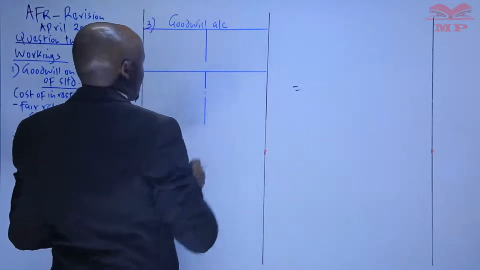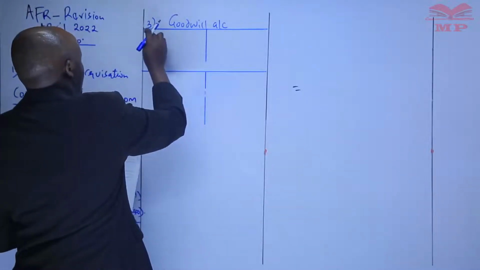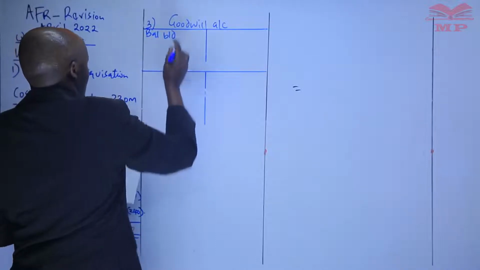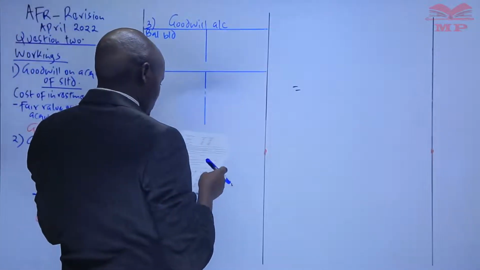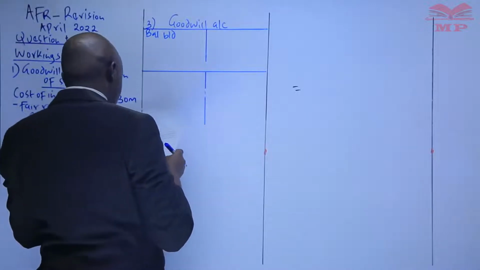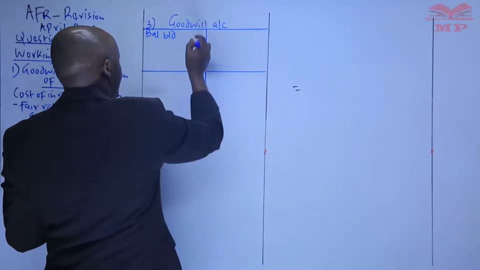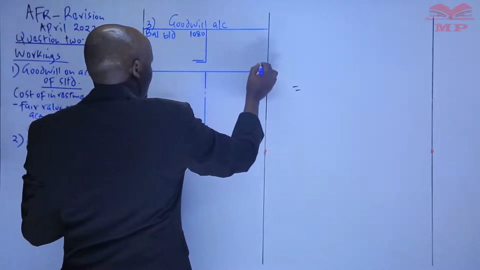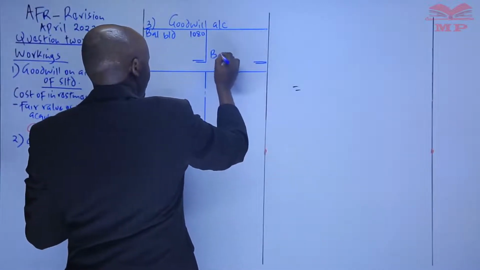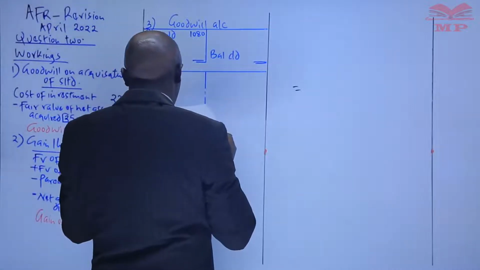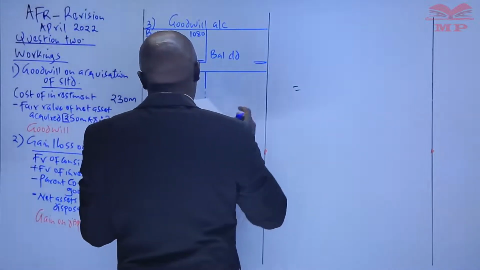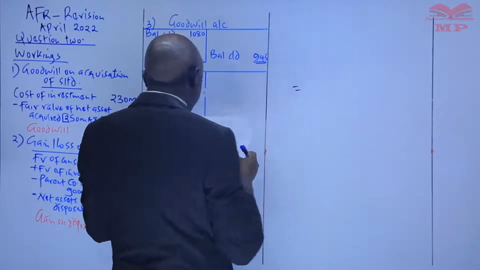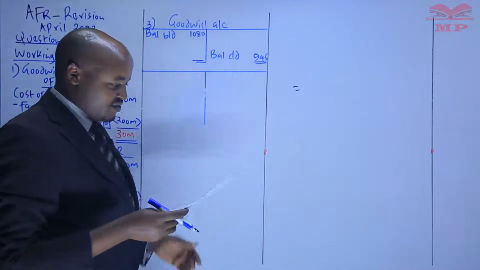So how do we prepare this account? We start by recording the opening balance. Remember, goodwill is an asset, so it means that always this account has a debit balance. So the goodwill at the start of the year was how much? It was 1080. And then we also have the goodwill at the end of the year. At the end of the year, how much is that? It is 945.